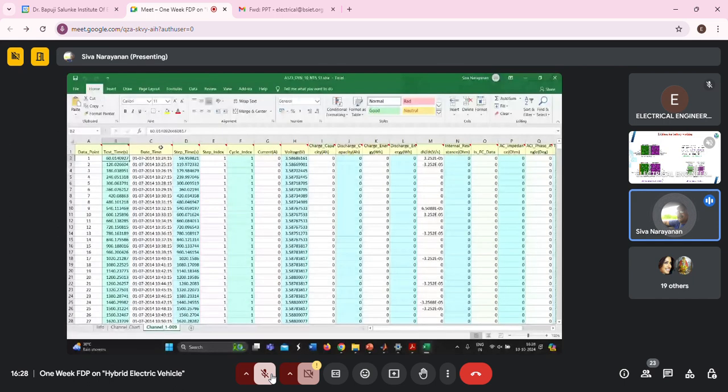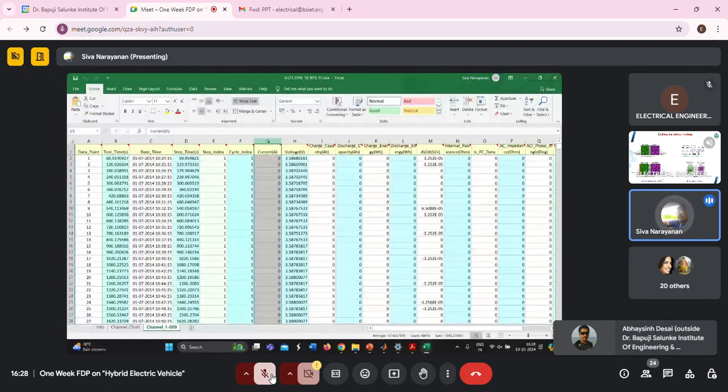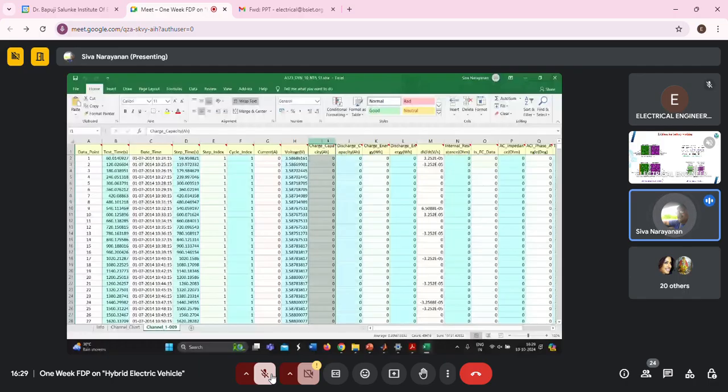See, this is how your experimental data looks. Initially the current is zero, and you have some particular voltage. You have the charge ampere hour and the discharge ampere hour.